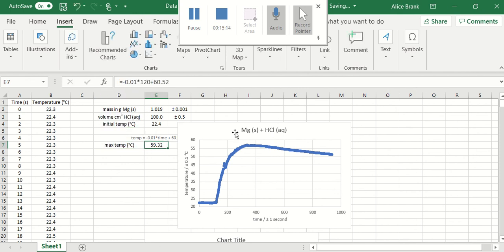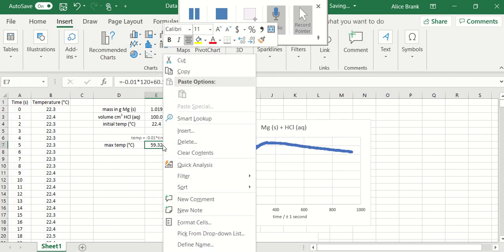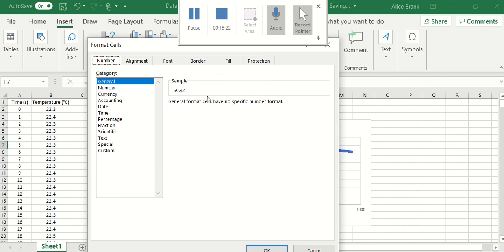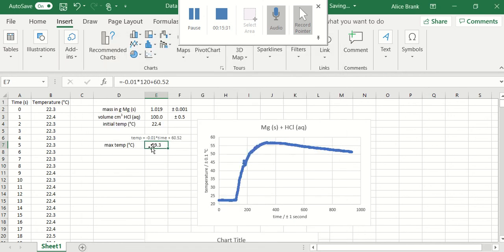Now, that has too many significant figures in it, right? Right-click on the cell, go Format Cell, number, and then put how many decimal places it needs. I can only measure to the tenths place, so I'm going to say 1 decimal place. Now you could round it, but you can let Excel do it for you. The uncertainty, I'm keeping the uncertainty in a separate cell, so that way I can math with it more easily.